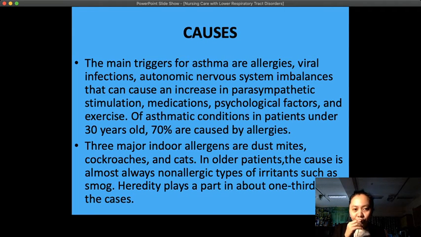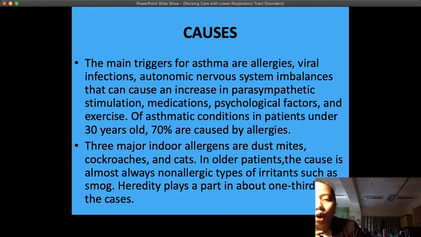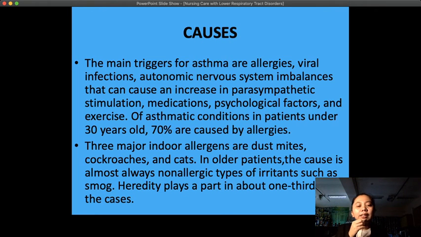So viral infections, autonomic nervous system imbalances that can cause an increase in parasympathetic stimulation, medication, psychological factors, and exercise. Of asthmatic conditions in patients under 30 years old, 70% are caused by allergies. Okay, so three major indoor allergens are dust mites, cockroaches, and cats.